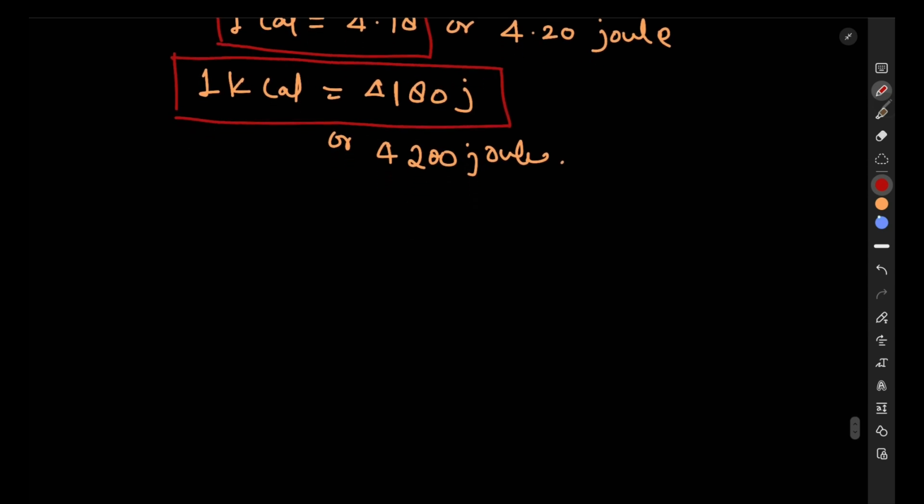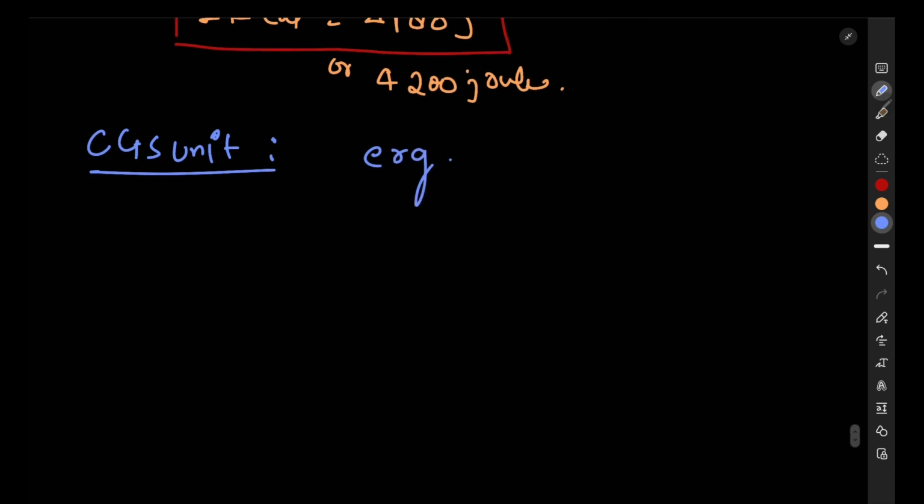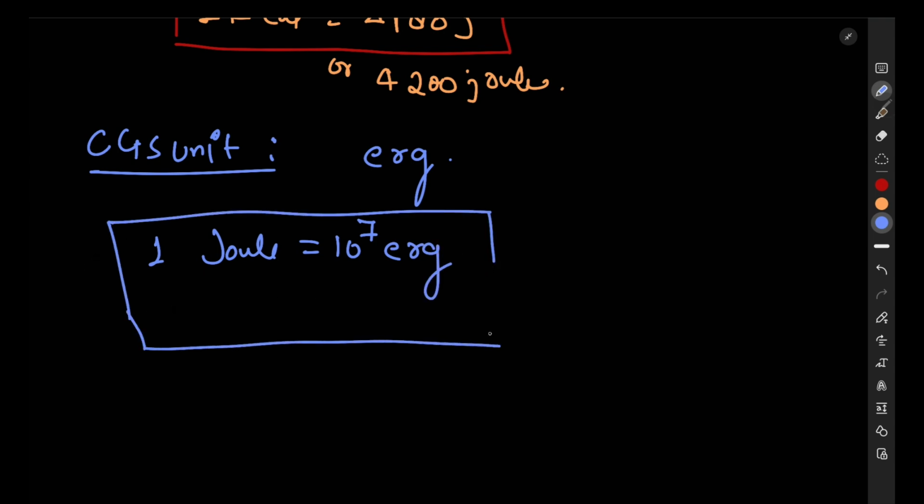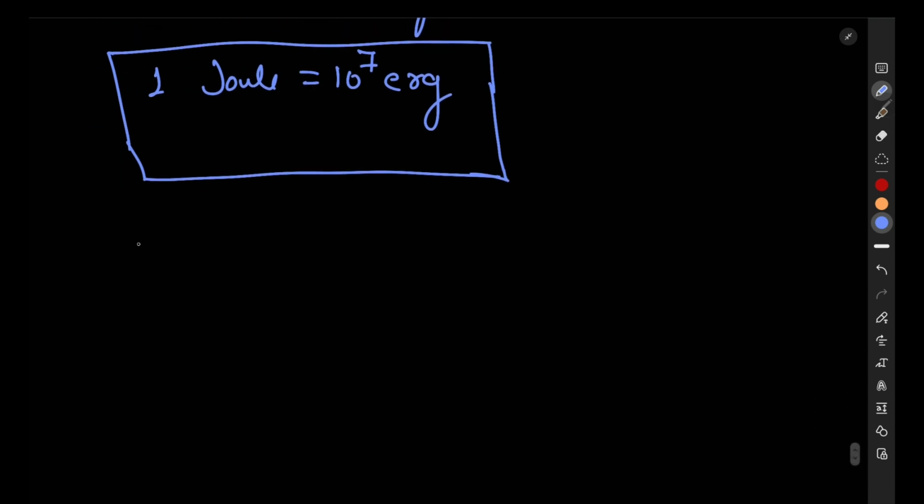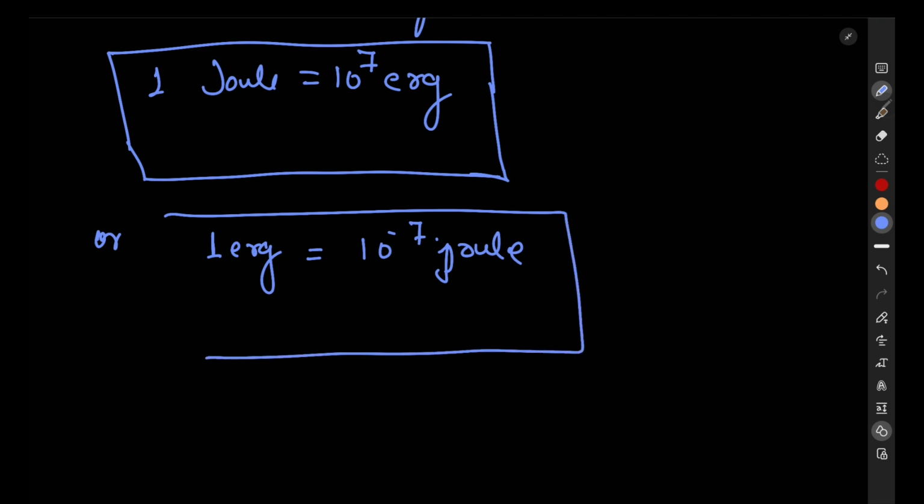So these are the units, and one simple CGS unit. The CGS unit of work done is erg. And the relation between the CGS unit and SI unit is 1 joule is equal to 10 raised to power 7 erg, or 1 erg is equal to 10 raised to power minus 7 joule. So these are the basic units of work done.